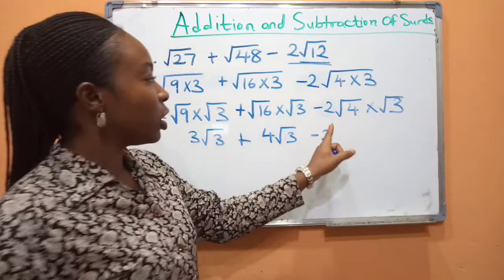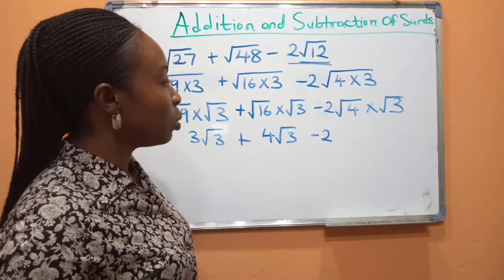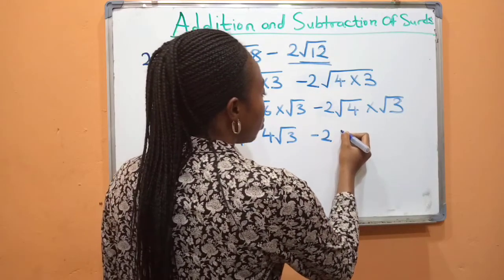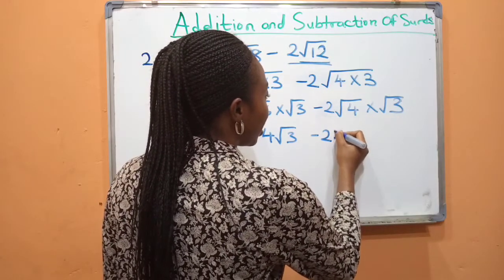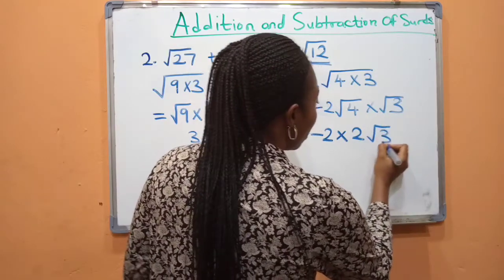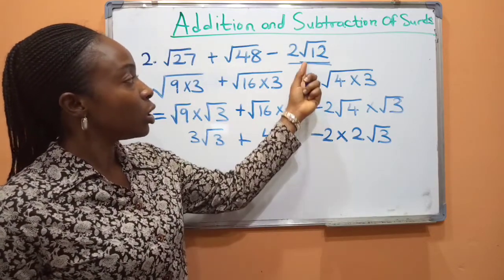Then let's pay attention here. The square root of 4 is 2. So instead of just writing 2, we are going to introduce this. It's the same as saying times 2. And then surd 3. That's how we go about simplifying a mixed surd.